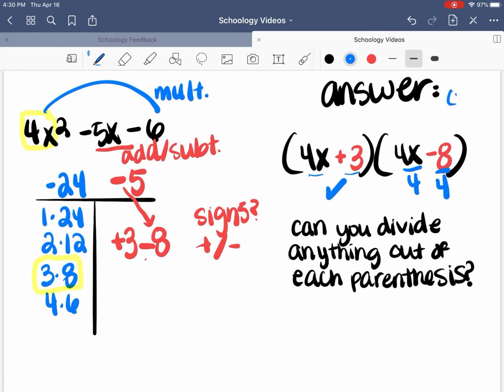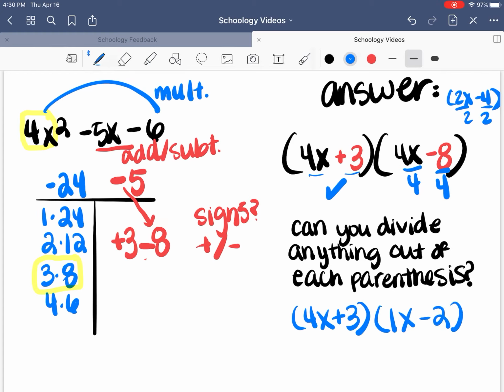Notice that you can also divide it by 2, but if you do that, again, you're going to be able to divide it by 2. You need to be able to simplify it as much as you can. So here I'm going to divide it by 4. So this first parentheses, I'm just going to write down again. The second parentheses, I'm going to divide it by 4 and get 1x minus 2. So this is your final answer.